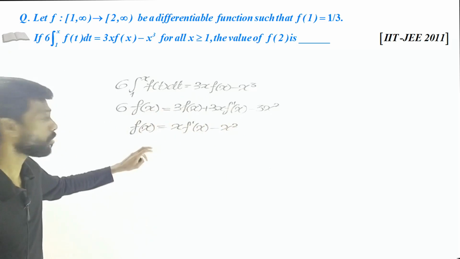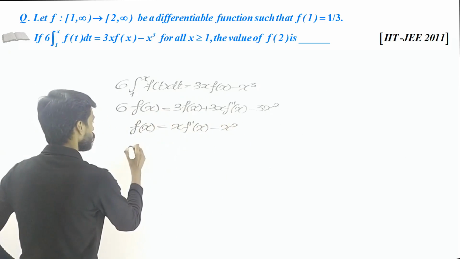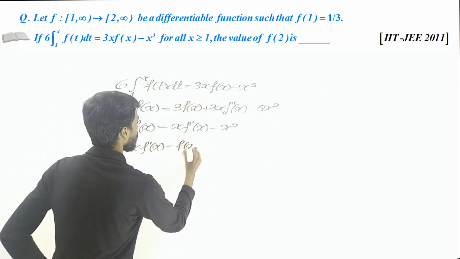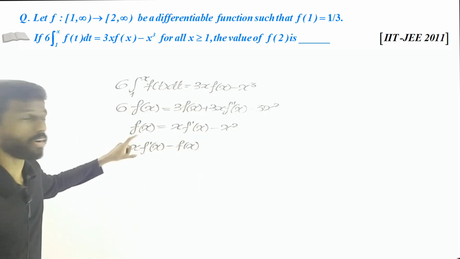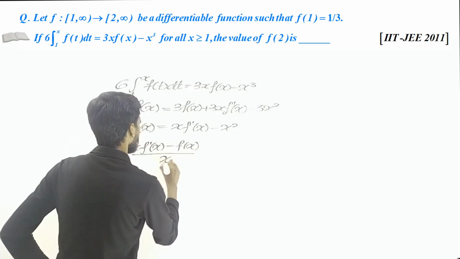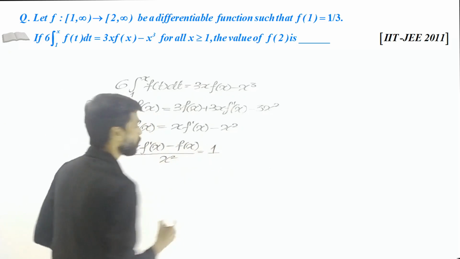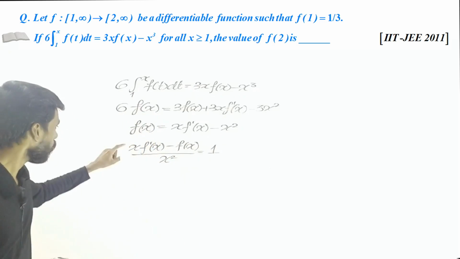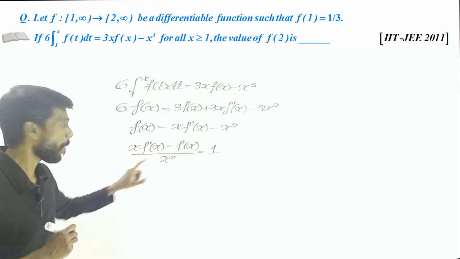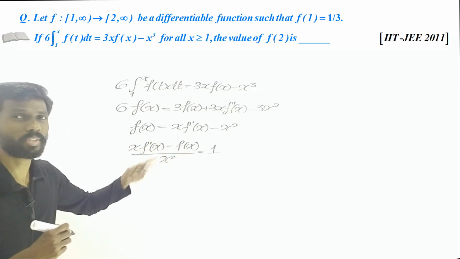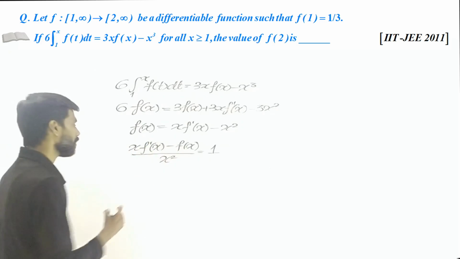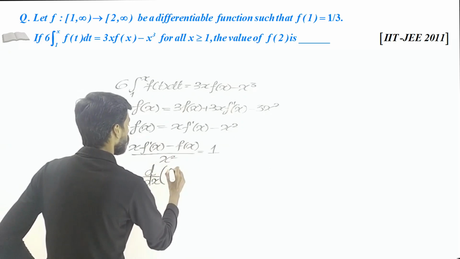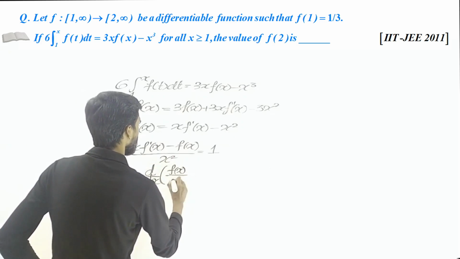Now rearrange these terms. So this is x f dash x minus f of x, so that is equal to x square. So divide by x square. So this divided by x square equals 1. Now if you observe this expression, this is a very familiar expression. So x multiplied by the derivative of f minus f multiplied by the derivative of x, which is 1, divided by x square. Isn't it like the quotient rule? So it is the derivative of f of x divided by x.